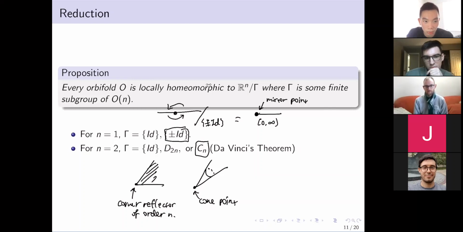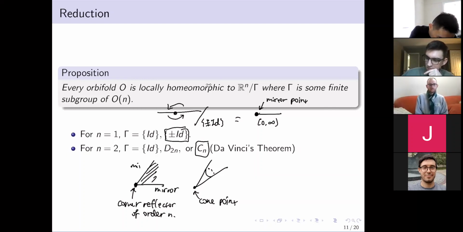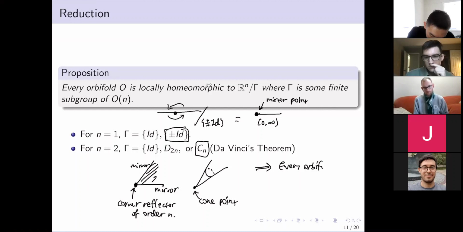Notice that topologically, the only one that has boundary is the one on the left, the one generated by the dihedral group. The boundary over here is this corner reflector point and the 2 mirror lines. Meanwhile, the cone point over here is topologically still somewhat Euclidean. Not smoothly, but topologically. So this is not a boundary point. Nonetheless, at least up to dimension 2, we see that every orbifold is homeomorphic to a smooth manifold, with boundary possibly.